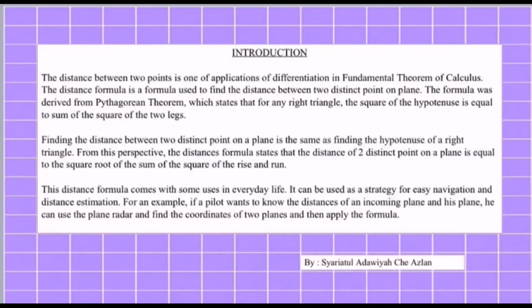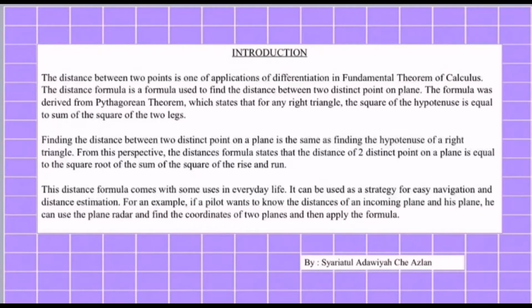Finding the distance between two distinct points on a plane is the same as finding the hypotenuse of a right triangle. From this perspective, the distance formula states that the distance of two distinct points on a plane is equal to the square root of the sum of the square of the rise and run.